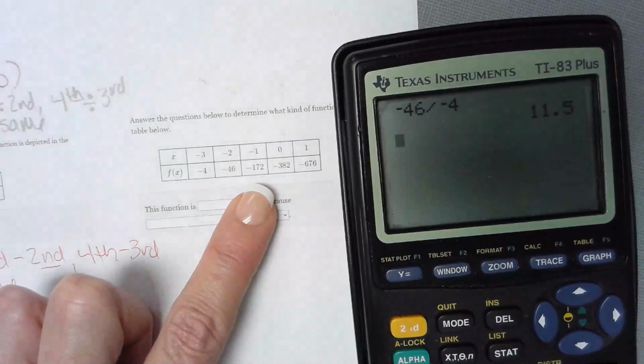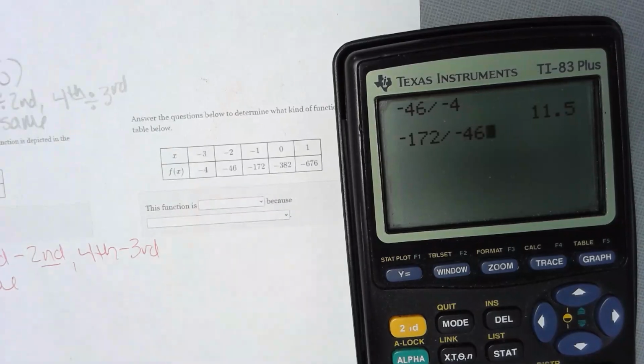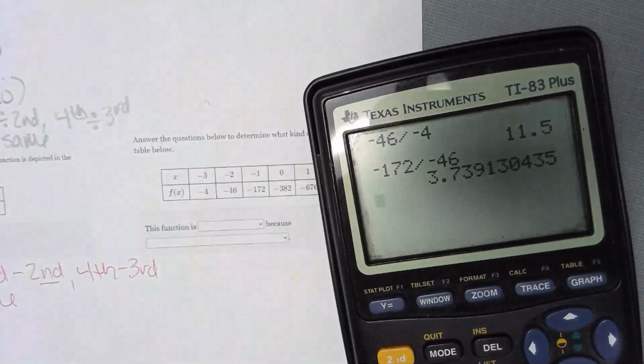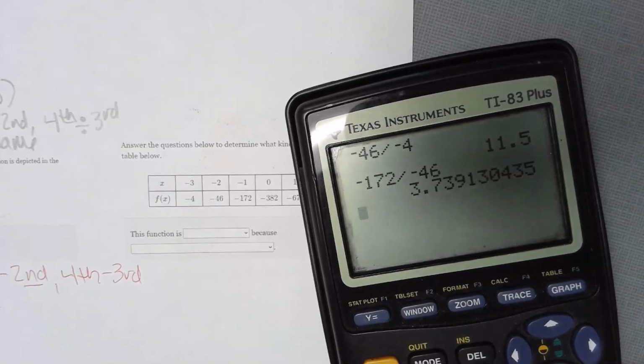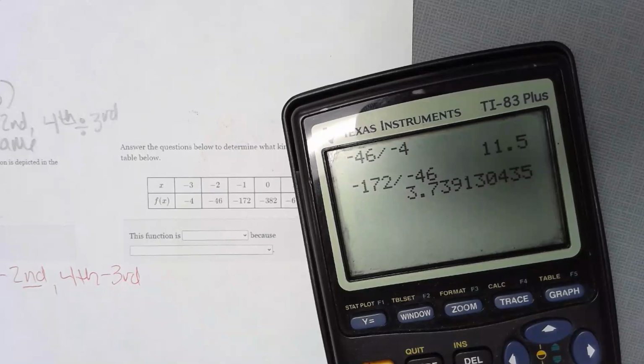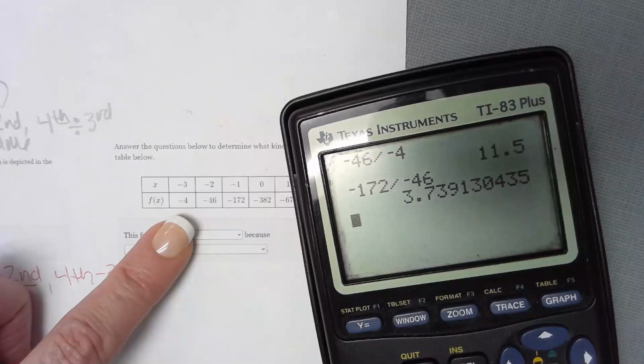So let's check division. Second term, everybody needs to be doing this with me, divided by the first term. Okay, third term, divided by the second term. Is everybody doing this with me? It's not the same. Now I can stop. It's not exponential. The division didn't work. Okay, so now let's take a difference.